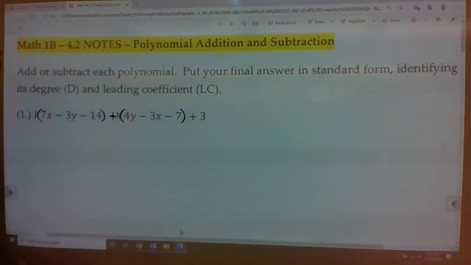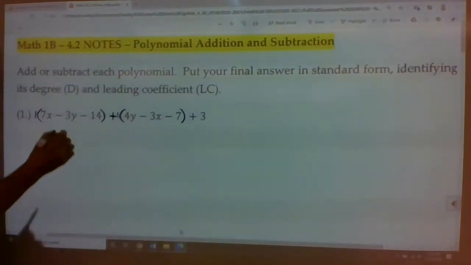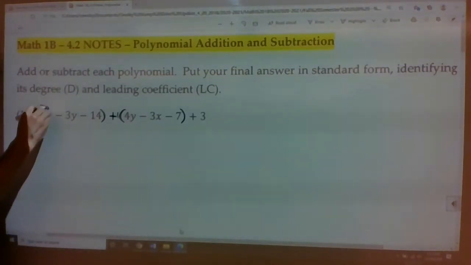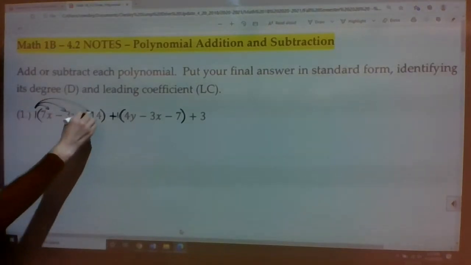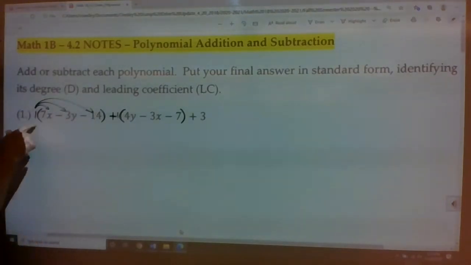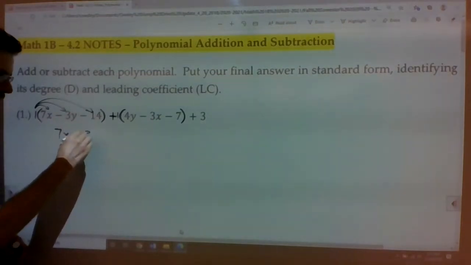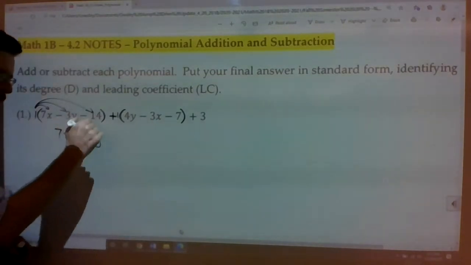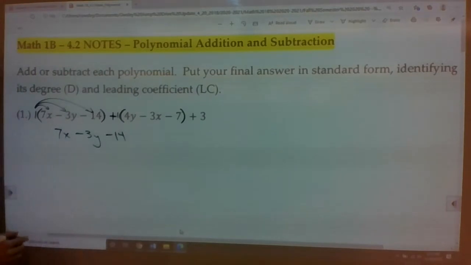How do you use the distributive property to get rid of parentheses? You multiply everybody in here times 1. So 1 times 7x is 7x. 1 times negative 3y is minus 3y. 1 times negative 14 is minus 14.